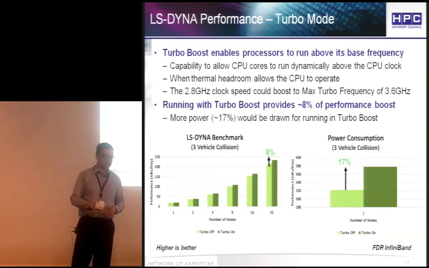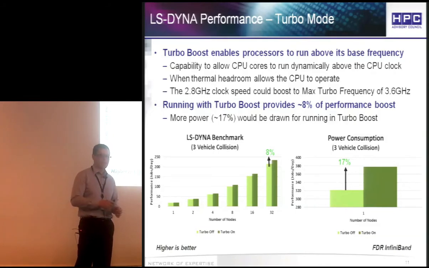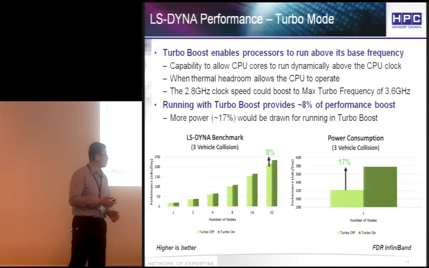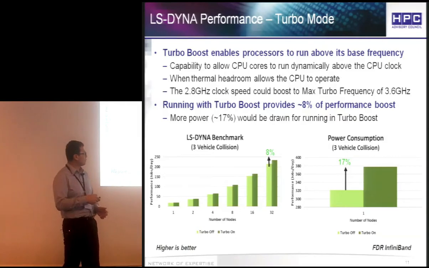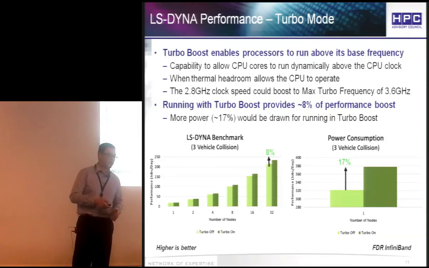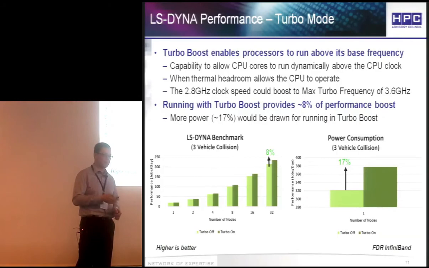But at the same time, you can also see that more power is drawn with turbo mode. We see quite good improvement with turbo mode on, but it costs more power to be drawn. Here we see an increase from 320 watts, it should say watts right here, a typo, to about 380 watts on one node. We have not done a whole cluster-wide measurement, but this is a ballpark.